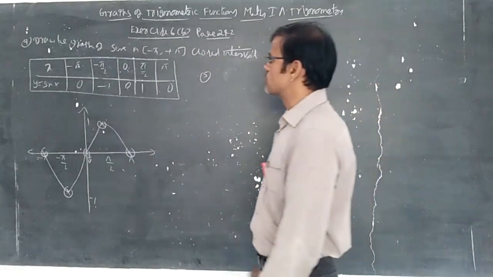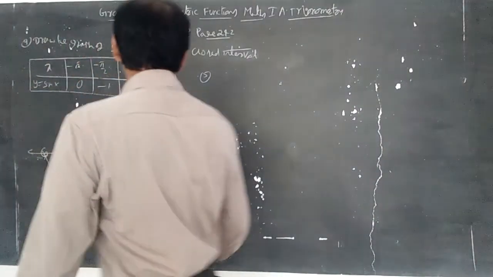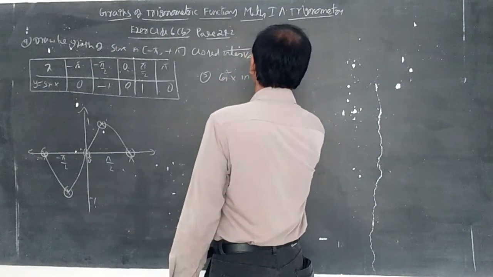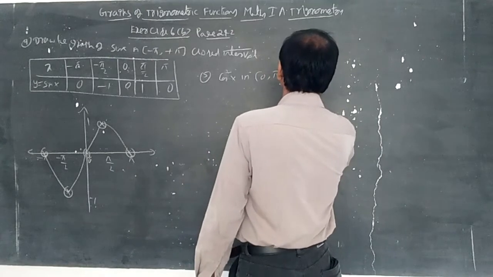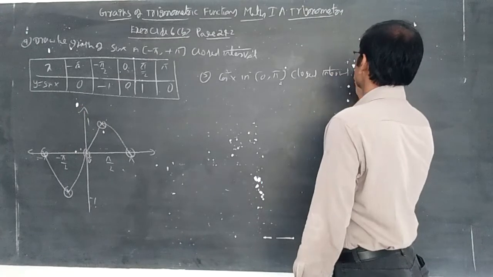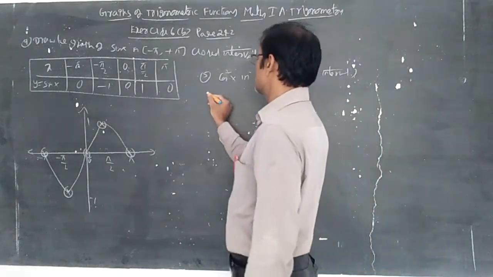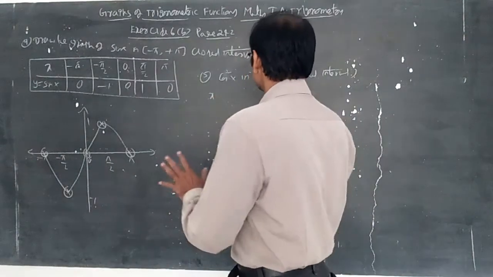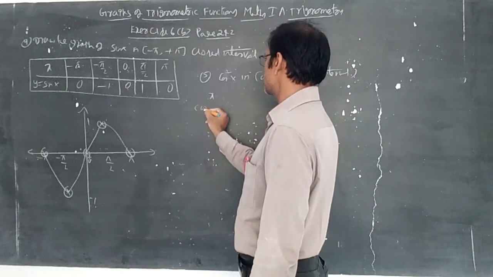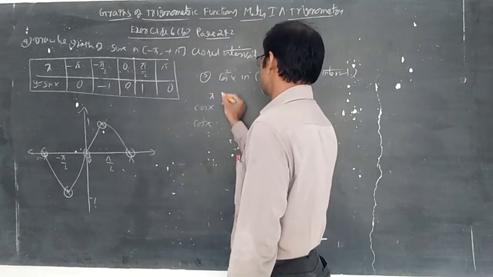Now write the fifth question: cos square x in the closed interval 0 to pi. Closed interval meaning 0 is there and pi is there, and the values in between also exist. Take x here. So for cos square x, first write cos x, next cos square x.